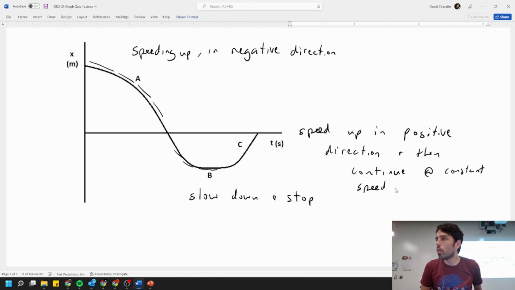Okay. So, yeah, you see here how we speed up. We start to get steeper. But in this line segment here, it's pretty much a straight line. You know, it's at an angle, but it's not curving. A straight line on a position-time graph means that we're going at a constant speed. So we speed up, we gain some speed, and then we start going at a constant velocity at some point in the positive direction. So that's what I was looking for there. Some sort of description of that motion.